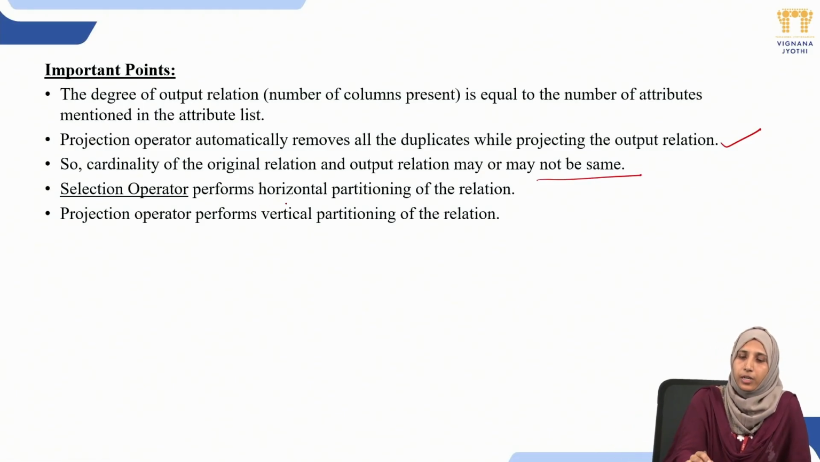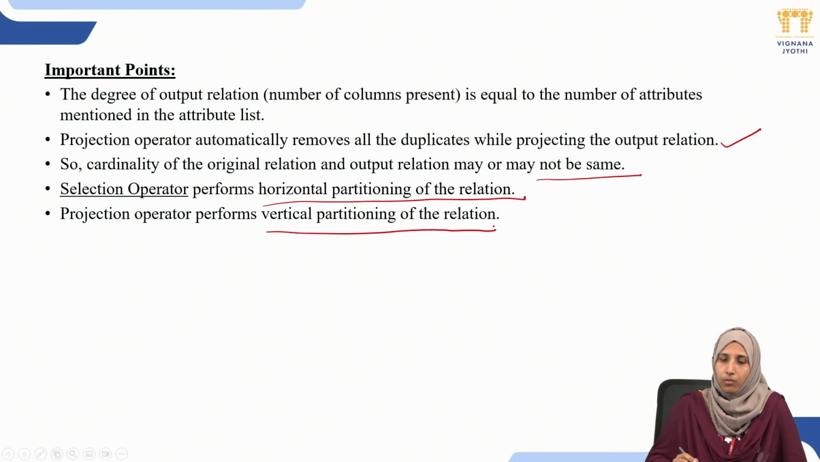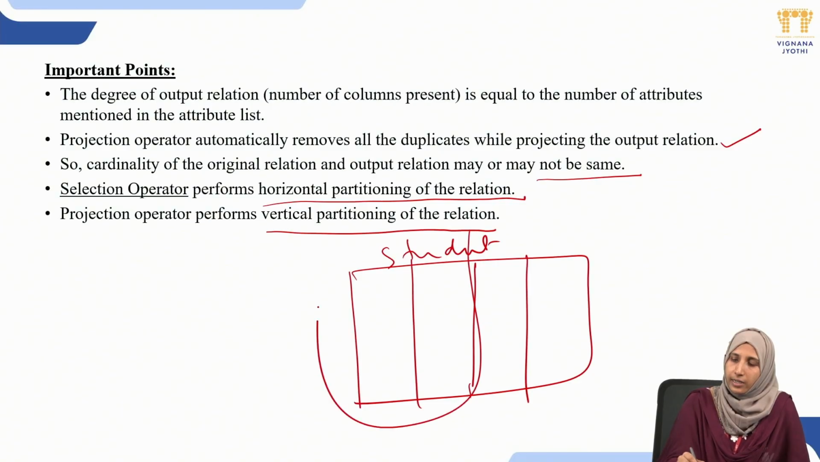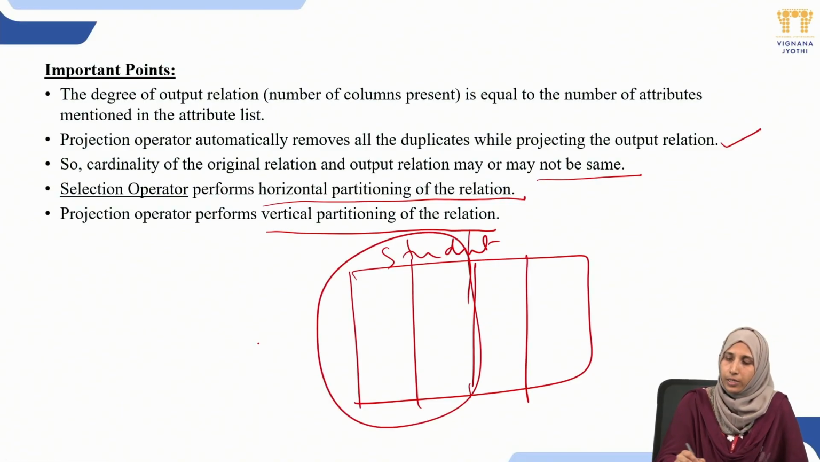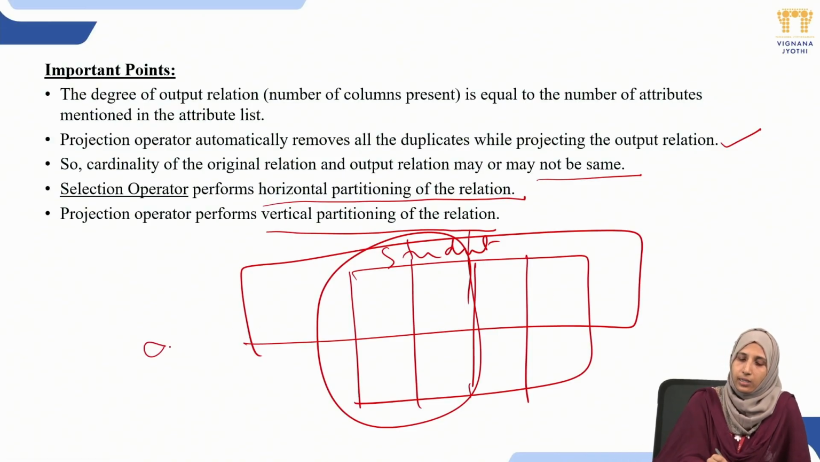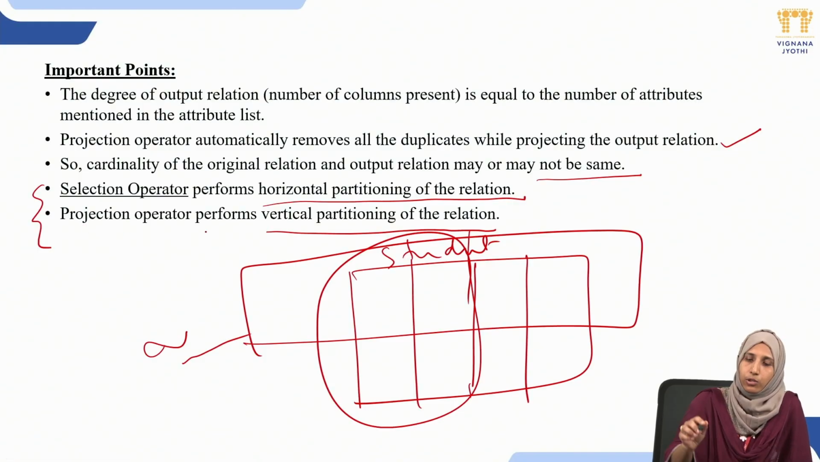Next, the selection operator performs horizontal partitioning of a relation. The projection operation performs vertical partitioning. What do you mean by this? We had a table called student. There we had 4 columns. With the help of projection, we are dividing the table vertically based on the columns. With the help of the selection operator, we were doing horizontal division based on the select condition. That's the meaning of the selection operator and projection operator.